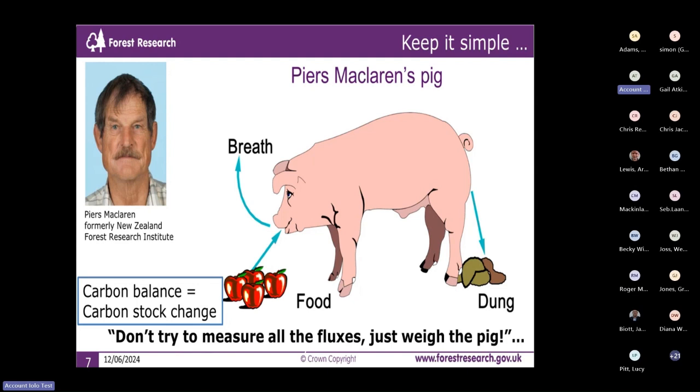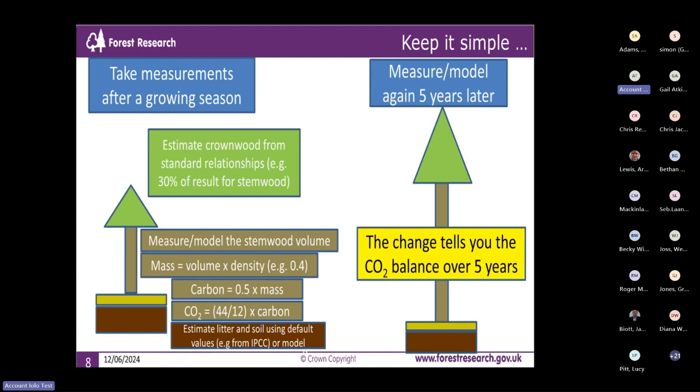They weigh the pig. They weigh it once, then they weigh it a few days later. And if the pig has put on weight, then they know it's a carbon sink. So don't try to measure all the fluxes in and out. Just weigh the system periodically and it'll tell you the carbon balance. So if we can work out the carbon stock change in a forest, we can work out its carbon balance. And this is how it's done.